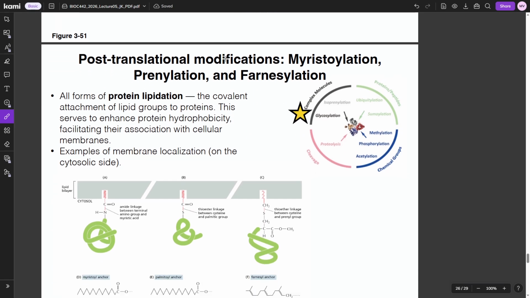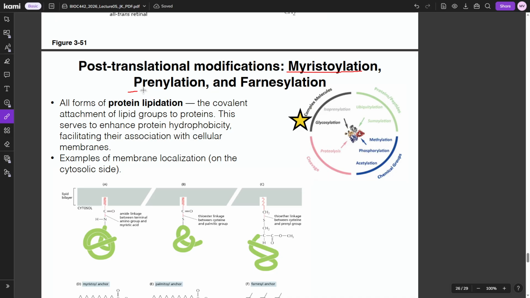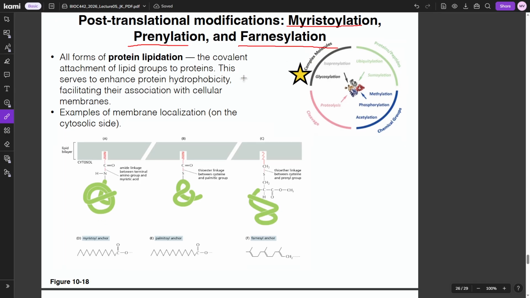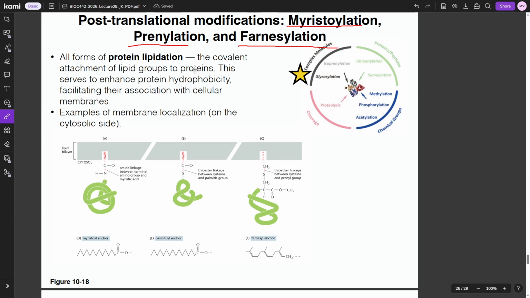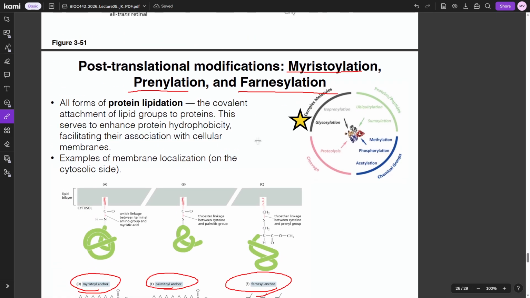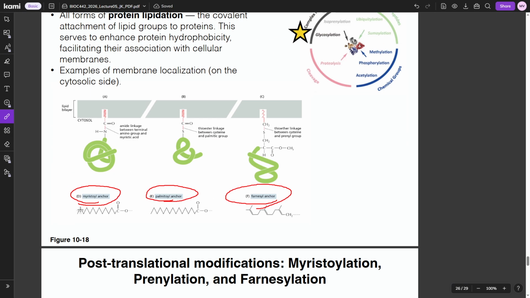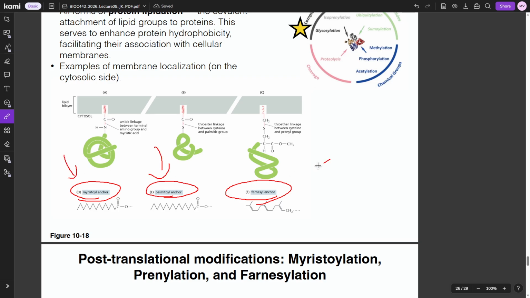There are also things like myristoylation, prenylation, and farnesylation. These are different types of lipid additions, so I would copy these down. I think I got tested on this, so it's worth having on your note card. Basically, you're taking a protein and attaching a hydrophobic lipid to it. That's all it is. This is a myristoyl anchor, this is a palmitoyl anchor, and this is a farnesyl anchor. Myristoylation is this one, prenylation is this one, and farnesylation is this one.